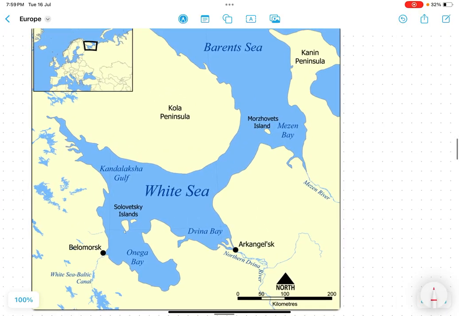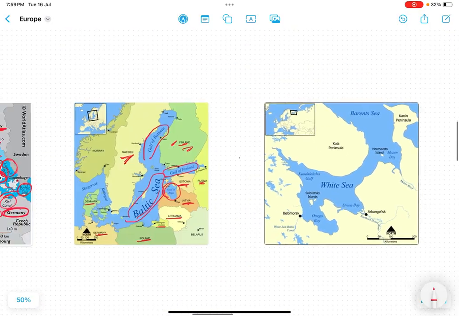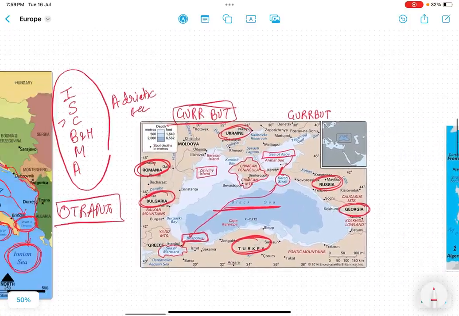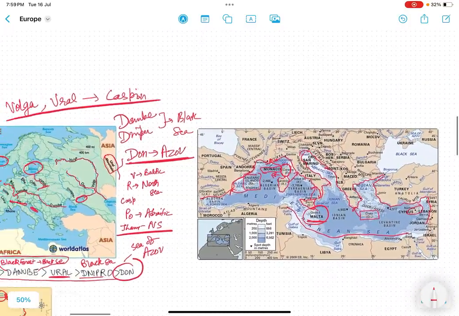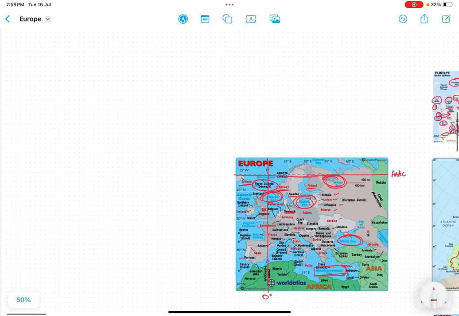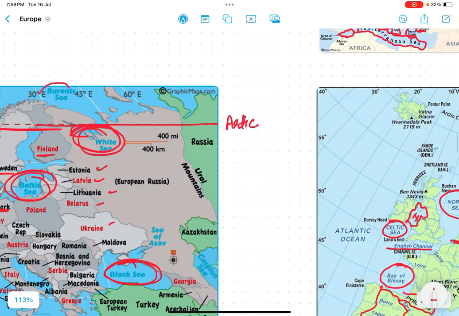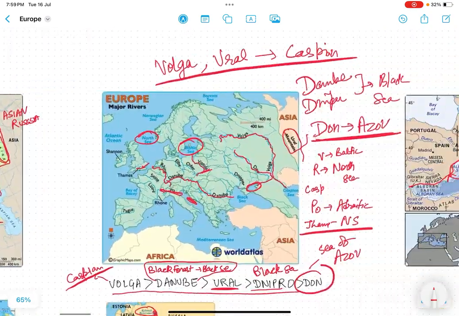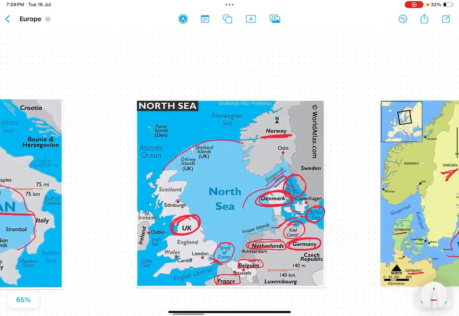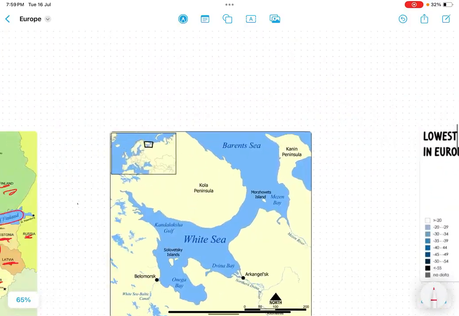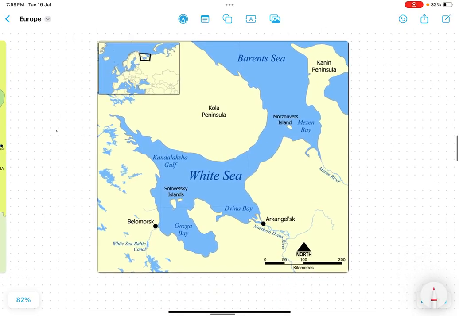Then we go to the Barents Sea. Where is the Barents Sea? As you can clearly see in this map, the Barents Sea is right at the top. It is part of Europe. So you can see the Barents Sea right here, just above Russia, right? In the Barents Sea we have the White Sea.